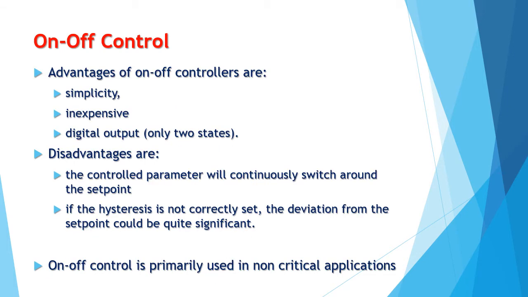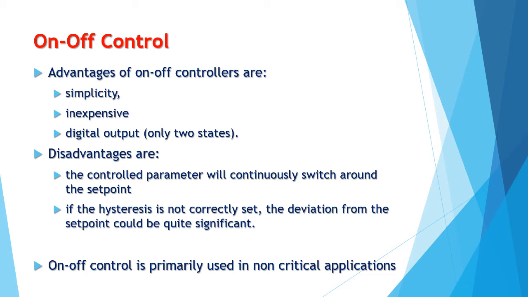The main advantages of on-off controllers are simplicity, low cost, and digital output because it only has 2 states. The main disadvantages are that the controlled parameter will continuously switch around the set point, and if the hysteresis is not set correctly, the deviation from the set point could be quite significant.